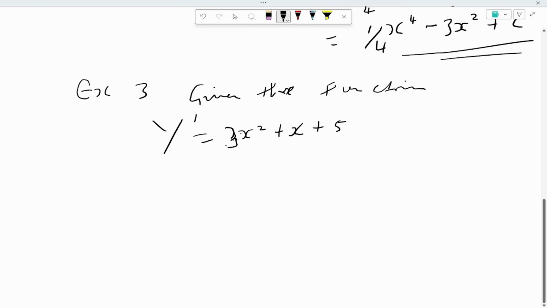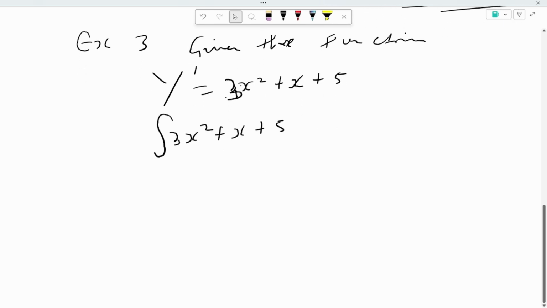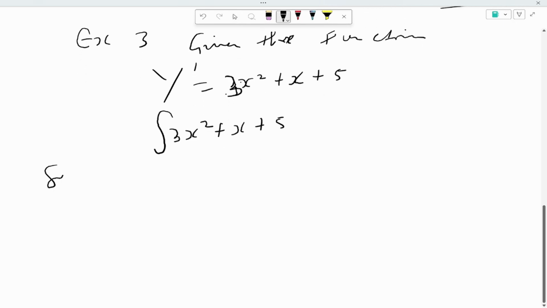If it is given like this, of course, remember, when you differentiate a function, it becomes y prime. So when you are given y prime like this, it means you have been given a function like this, raised to power 2 plus x plus 5. This is what you have been given to integrate. So you start using the same approach. It's still as simple as that.